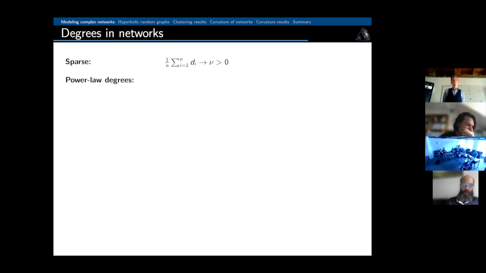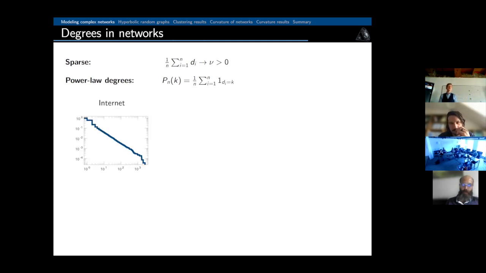Now, in addition to being sparse, we often also see some specific form of the distribution of the degrees. This is sometimes referred to as power law degrees, or other people use the term scale-free degrees. There is lots of nomenclature there. But what it is about is that we are looking at the empirical distribution of the degrees, so just the fraction of nodes with a given degree. And then if we plot this on a log-log scale, and here this is done for the internet, you see a certain type of behavior. Something like a straight line, almost, not exactly.